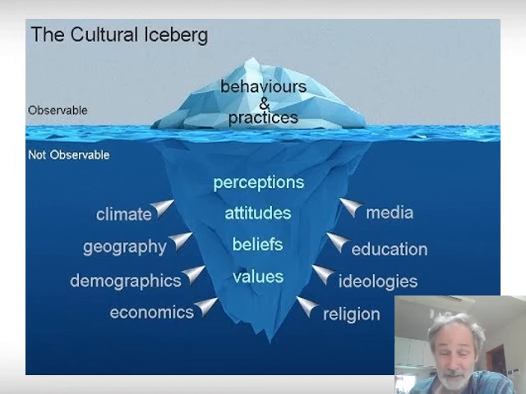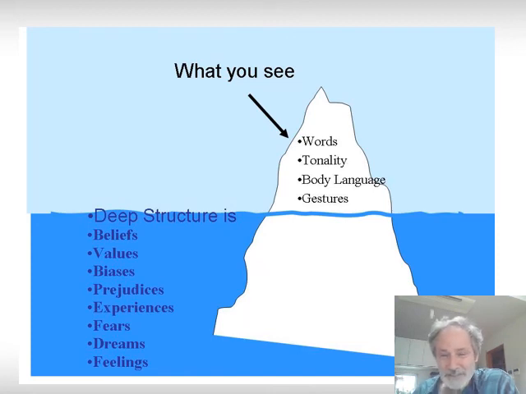What you can see is their behavior. You can at least see the form of the behavior. The meaning of the behavior may sometimes be difficult to understand. So what you can see and hear is people's words, their tone of voice, the way they talk. You can see their body language. You can see their gestures. But below all that are their beliefs, their values, their biases and prejudices, a world of experiences, fears, dreams, feelings, and all those things are part of a deep culture.